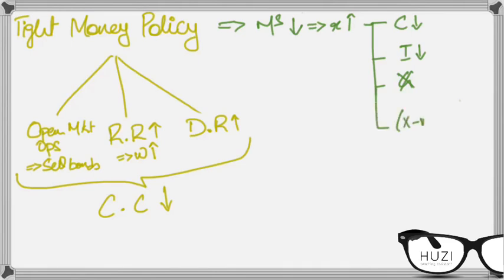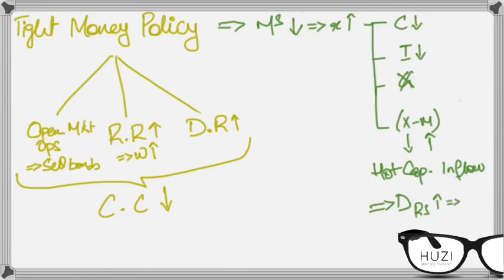And finally, net exports. Exports fall, imports rise. And this is because of hot capital inflow, which makes the demand for rupees higher, causing the price of rupee to increase. Currency appreciates, exports fall, imports rise. So the overall net exports effect will also fall.